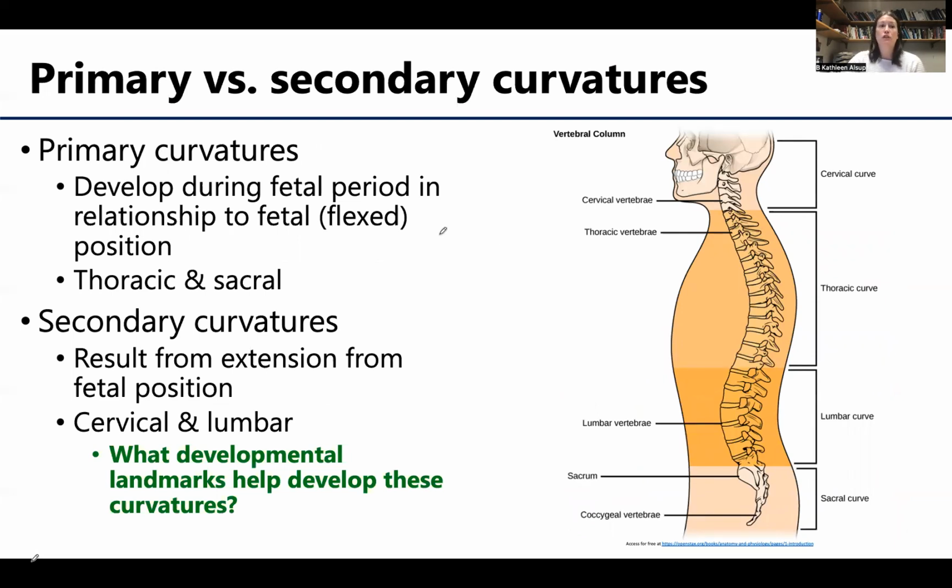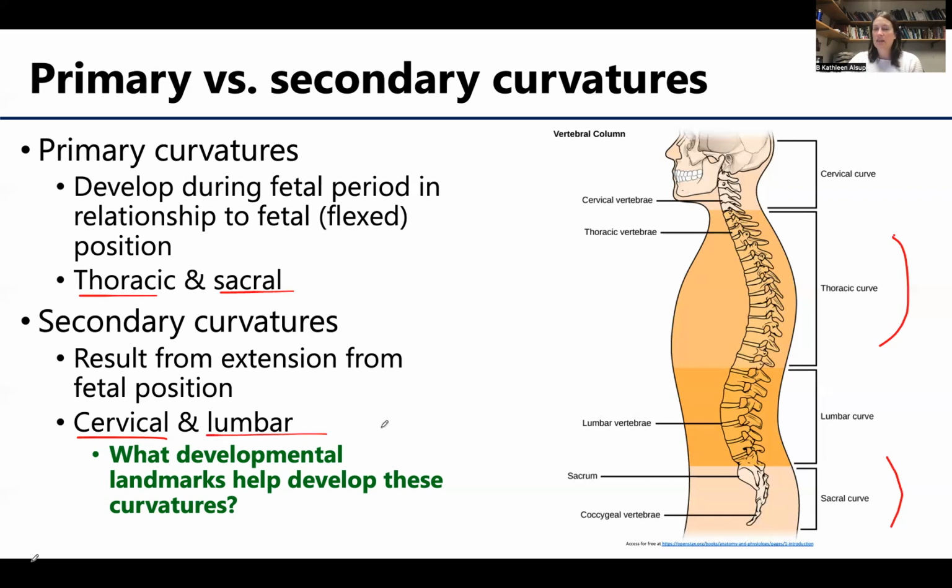So primary curvatures, meaning that these develop during the fetal period in relationship to the fetal position. So generally in the fetal skeleton, the vertebral column is just going to have the one curvature. And then these maintain in the thoracic and the sacral region. So you can see that thoracic curve and the sacral curve are going to be in this direction. So these are primary curvatures. Secondary curvatures develop later in life, and these result from extension from fetal position. So these are going to occur in the cervical and the lumbar region.